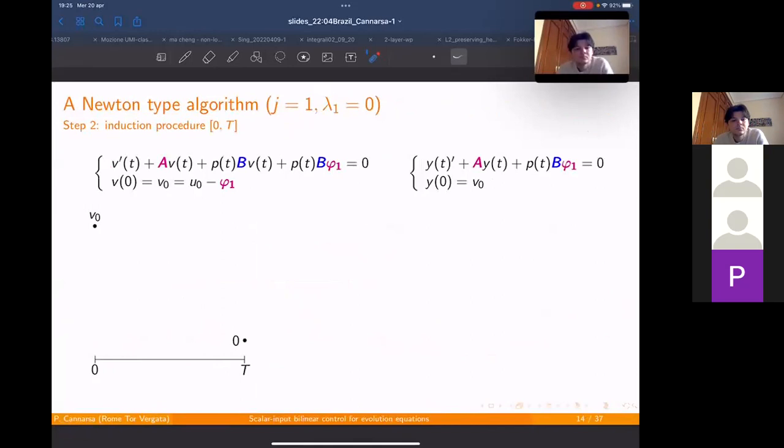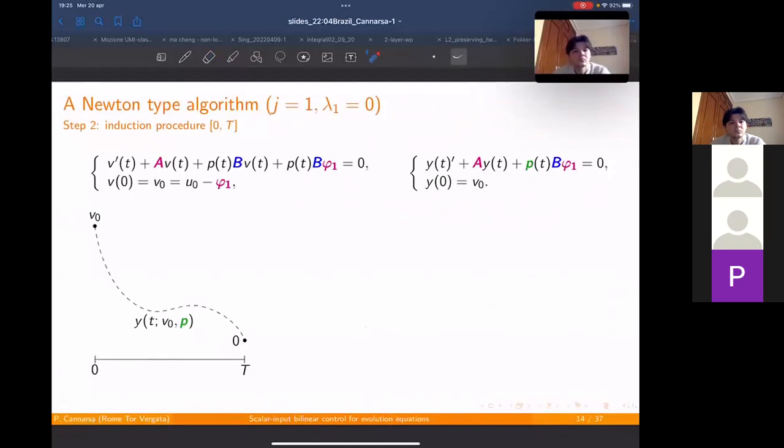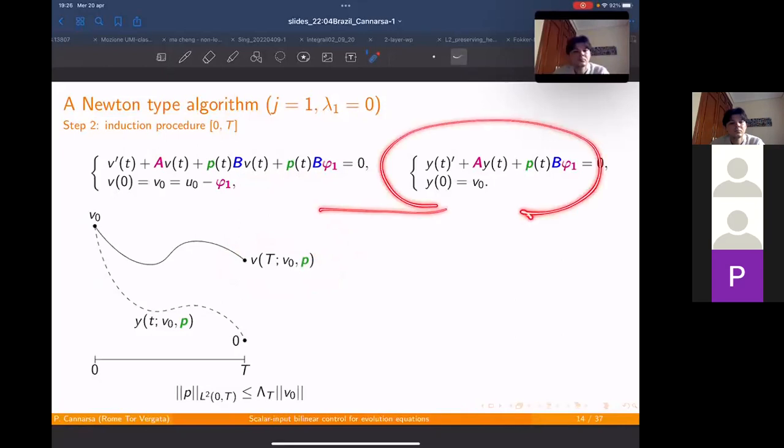And the algorithm goes in this way. I know that I can steer to 0 the linear system with my initial condition by some control p, and I use the same control on the nonlinear system, and I see where I end up. You also have an estimate on the L2 norm of this control in terms of the initial condition. Then I use this control here, and I estimate the final point I attain at time T, which will not be 0 because this is nonlinear. The control that steers the linear system to 0 will not steer my nonlinear system to 0, but I will be able to estimate this error.